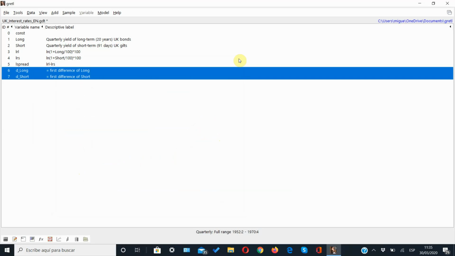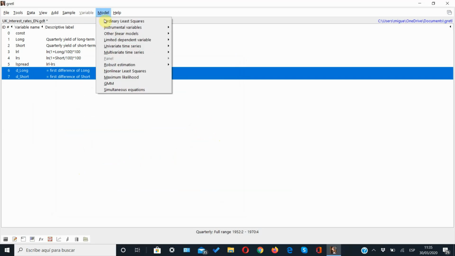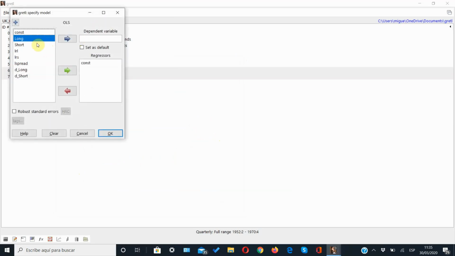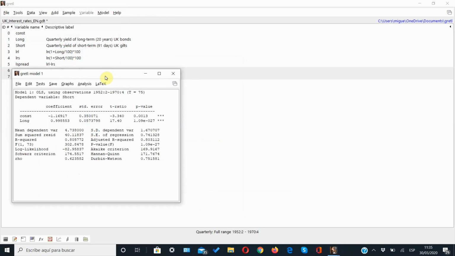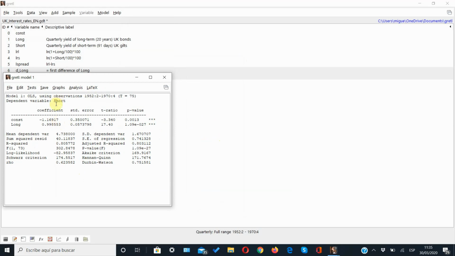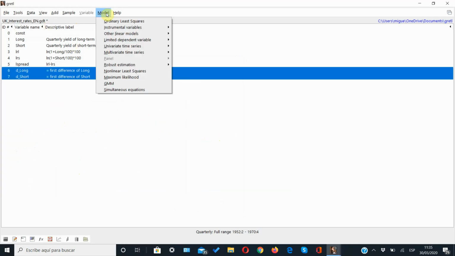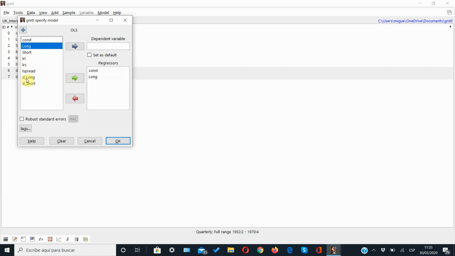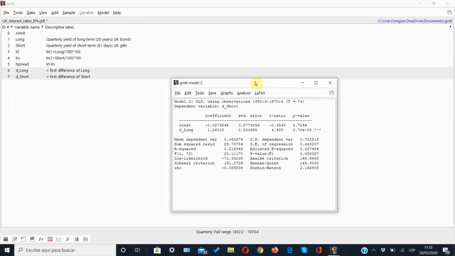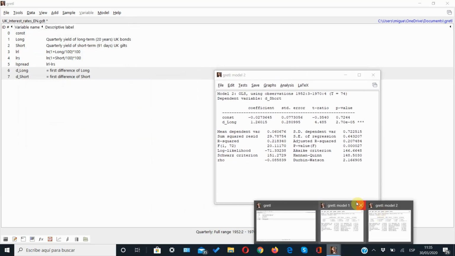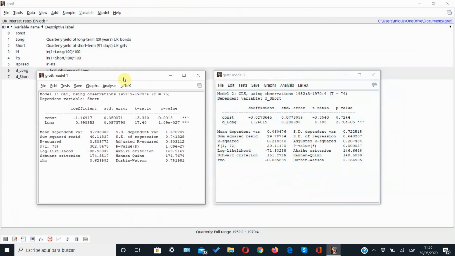So now let's estimate these two models. First of all, ordinary least squares, short as a function of long. This is the model corresponding to the relationship in levels. Second, ordinary least squares again, d short as a function of d long. So the relationship in differences. If we put one model beside the other, we see that the coefficients are close to unity.